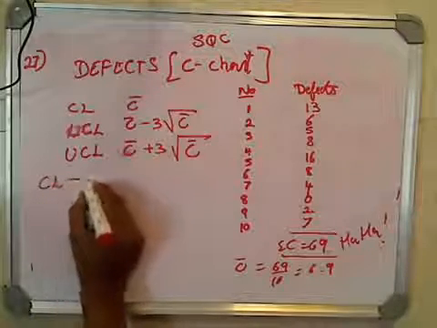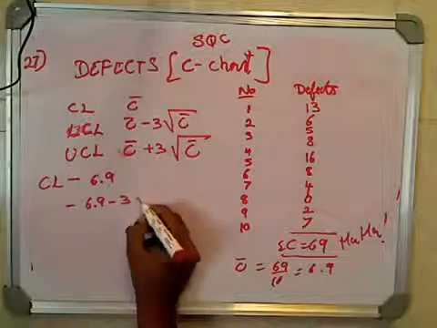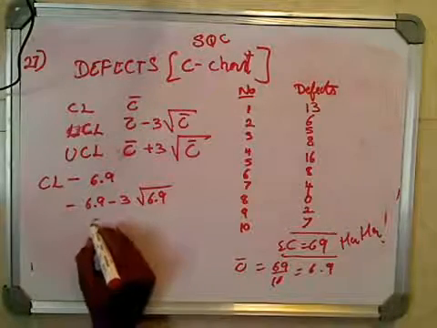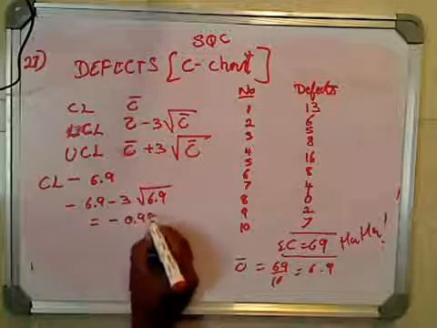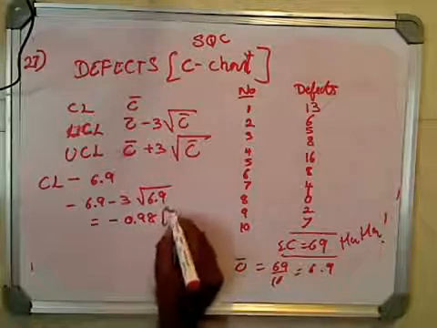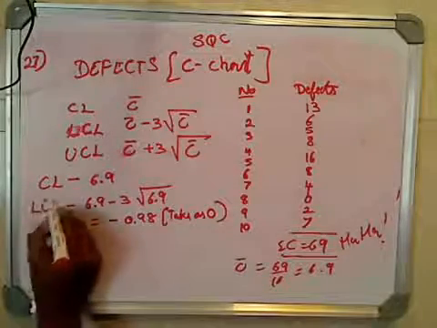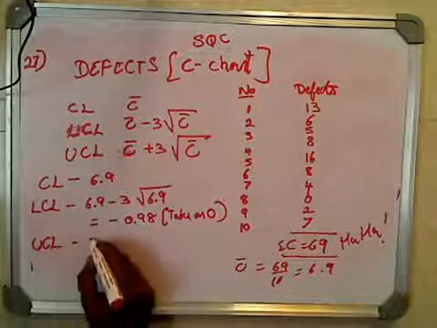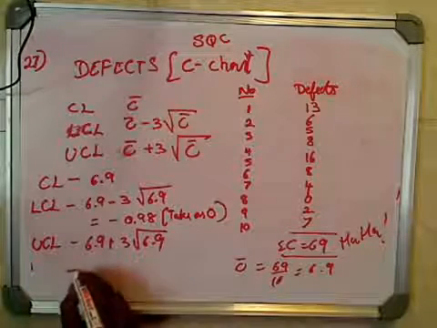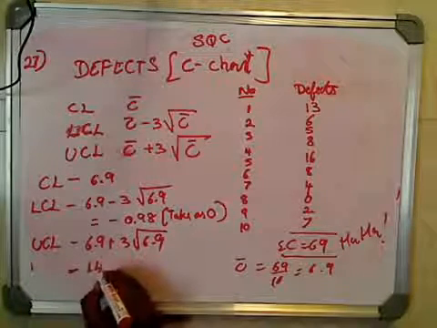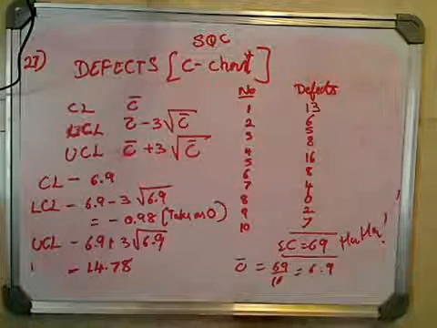So CL here would be 6.9. Then 6.9 minus 3 square root 6.9. This gives me the value minus 0.98. Like I said, you can't have minus defects, so you take it as 0. The next that you have here, lower control limit and upper control limit, 6.9 plus 3 square root of 6.9. This should give you the answer as 14.78. And let me double check if this verifies with the book, and it does.